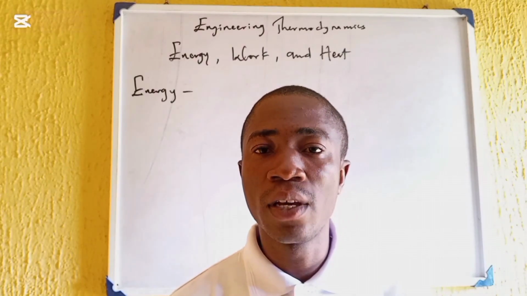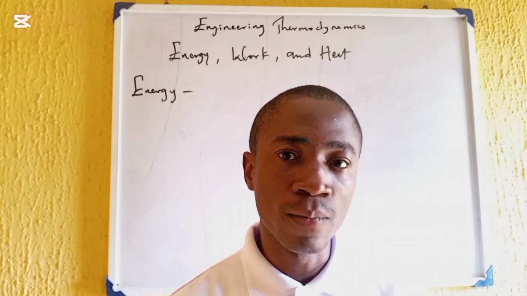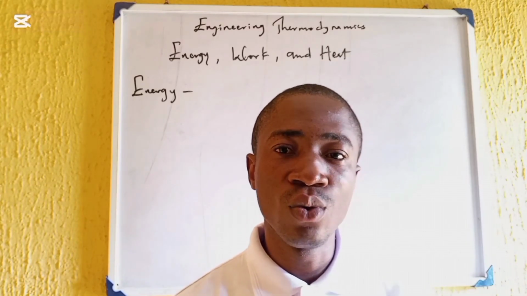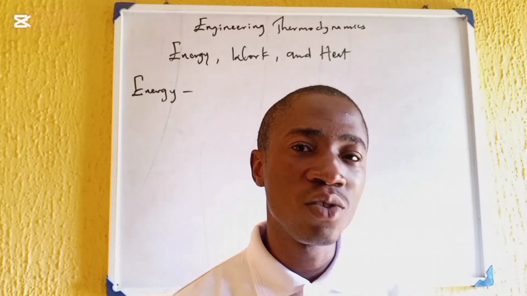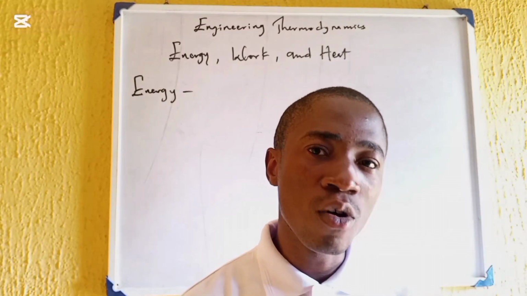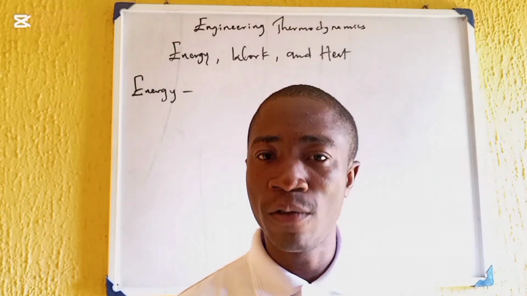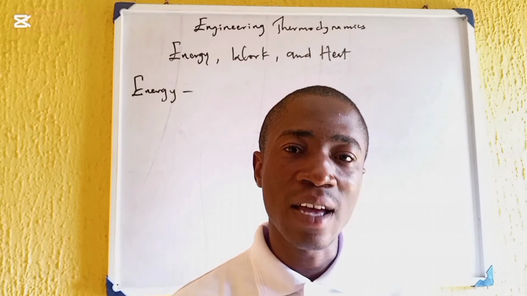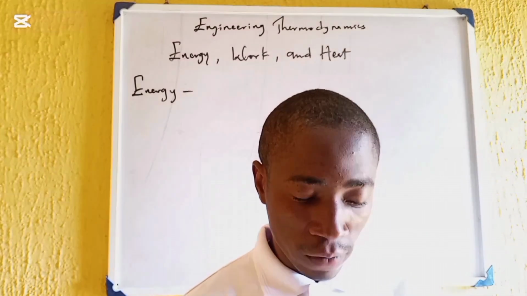So energy can appear in different forms. It does not have only one form. In physics, we usually define energy as the ability to do work, but in thermodynamics, energy is the capacity of a system to perform work or transfer heat. So when a system is capable of performing work or transferring heat, we say the system has energy. So we are going to be looking at energy in different forms.